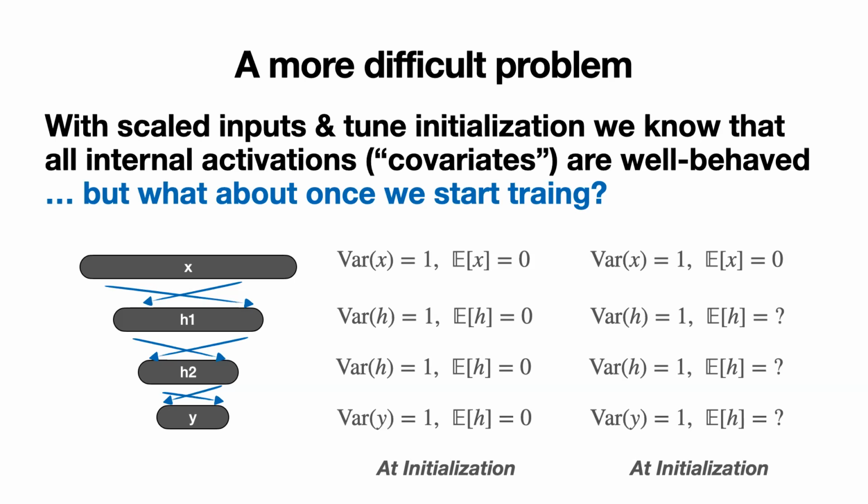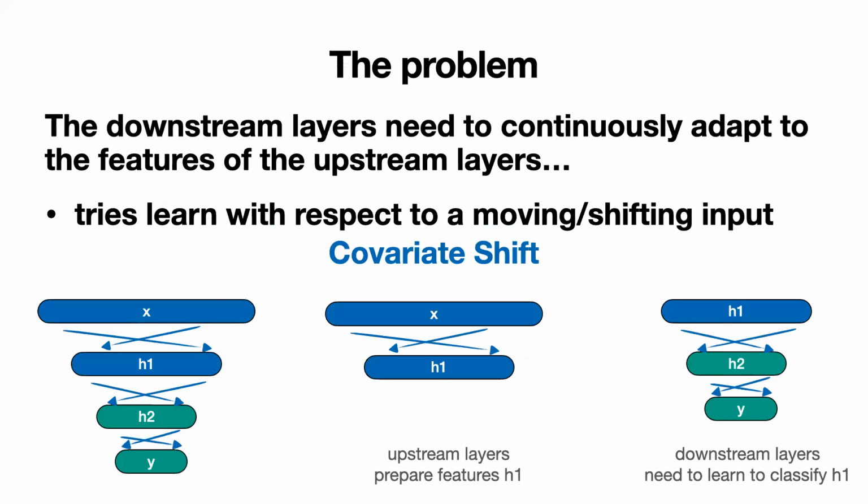But of course, this is only the first thing that we're doing in learning. So we're initializing, and now the question is, what is going to happen once you start learning? We know that at initialization everything is nice, and then once you start training, you don't really know what's going to happen. And one of the problems here is called covariate shift.